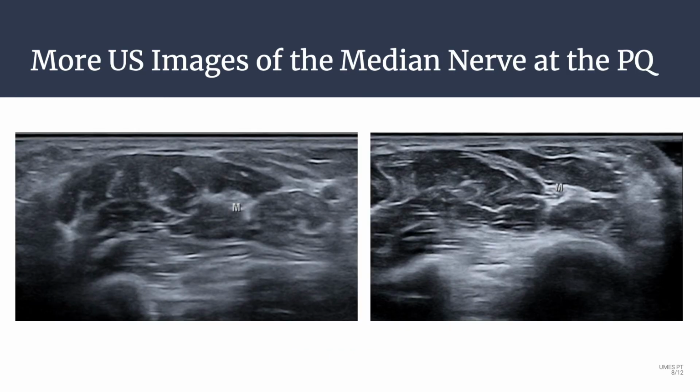I'm going to give you a few seconds to look at these images, but these are more ultrasound images of the median nerve at the pronator quadratus. The median nerve is labeled, but I'll point it out right here, right here. Again, it's more hyperechoic, and it's almost encased inside of the tendons. And then deep to everything is the pronator quadratus, right here.